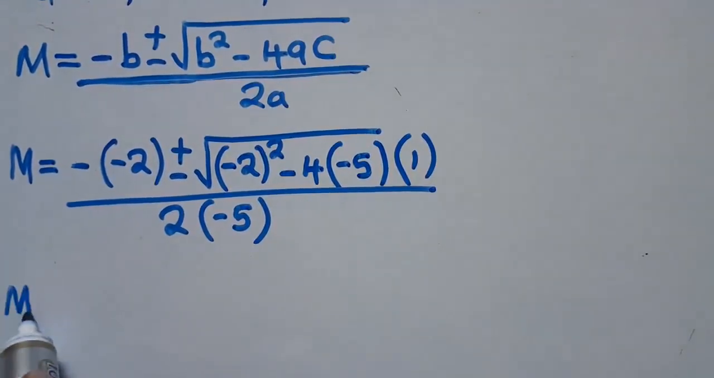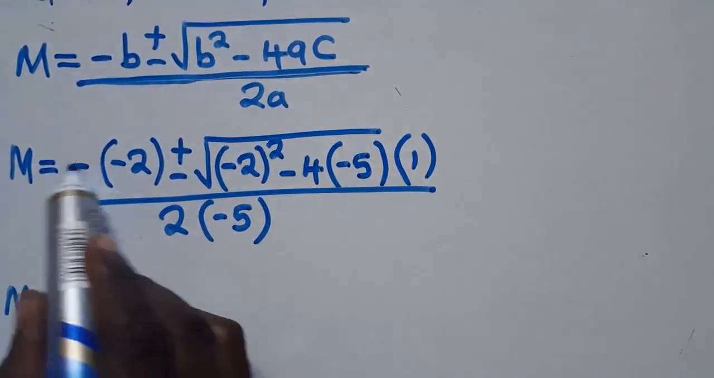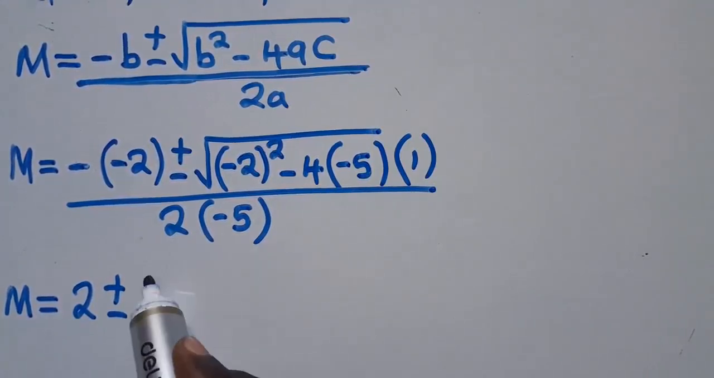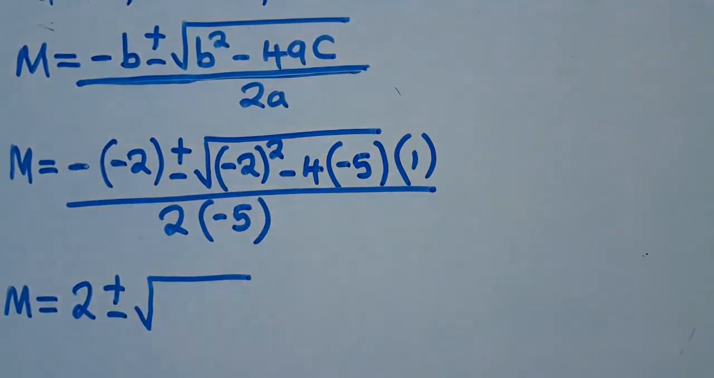M is equal to negative times negative, that's positive. So that's the same as 2 plus or minus. I do that. Then I evaluate what is in the root there. You write the same way I've written, the exact way. Open bracket, negative 2 squared minus 4, open bracket, negative 5, open 1. Same way I've written. What is your answer?